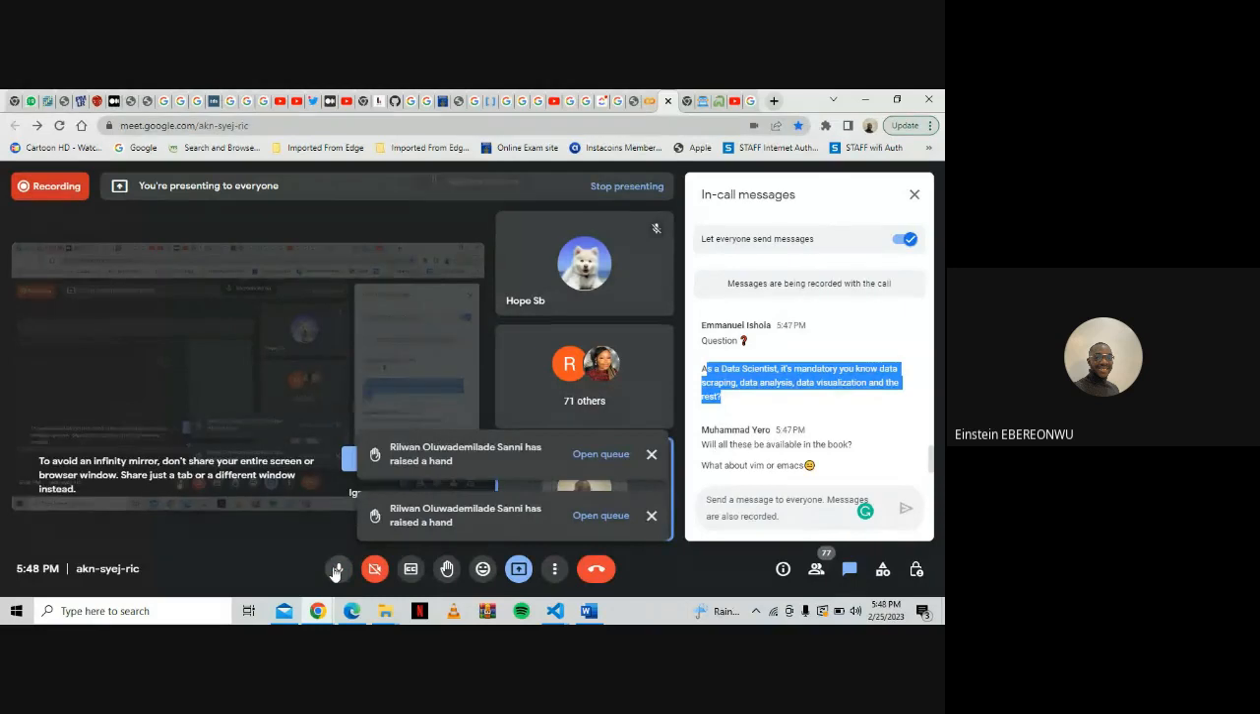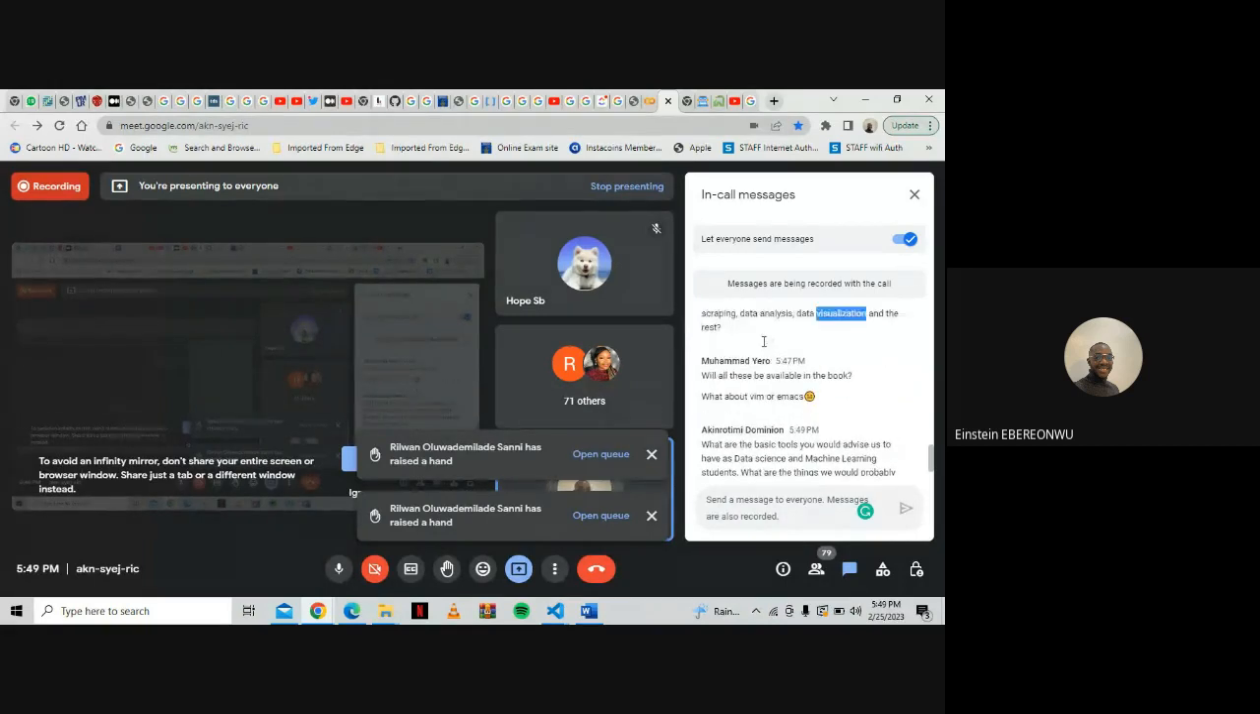Someone is asking, as a data scientist, is it mandatory that you know data scraping, data analysis, data visualization, and the rest? I won't call it mandatory. Starting out as a data scientist, there are certain things you must know, because if you don't know them, then well, you don't know. Those things include data analysis and data visualization.